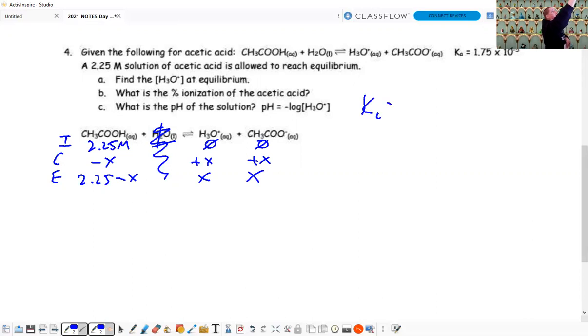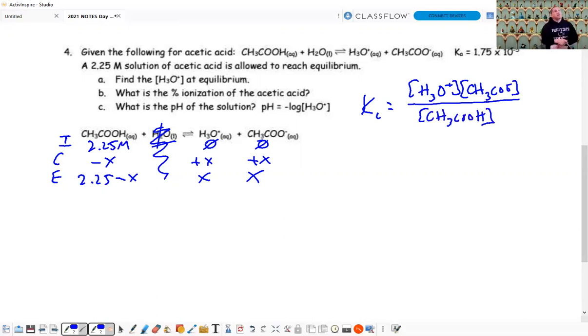Our Kc expression. And we're getting in the habit of writing it right away. H3O plus, the products, over the reactant. So there's our K expression. Plug them in. We've got a K value, 1.75 times 10 to the minus 5 equals x times x, or x squared, over 2.25 minus x.